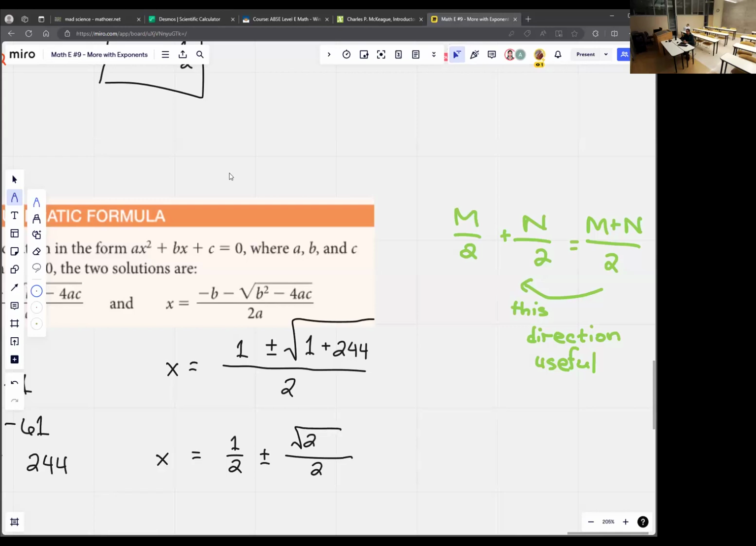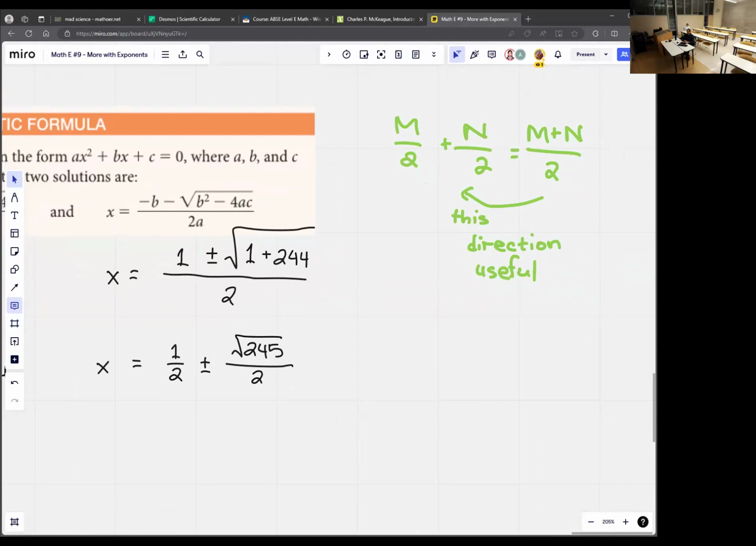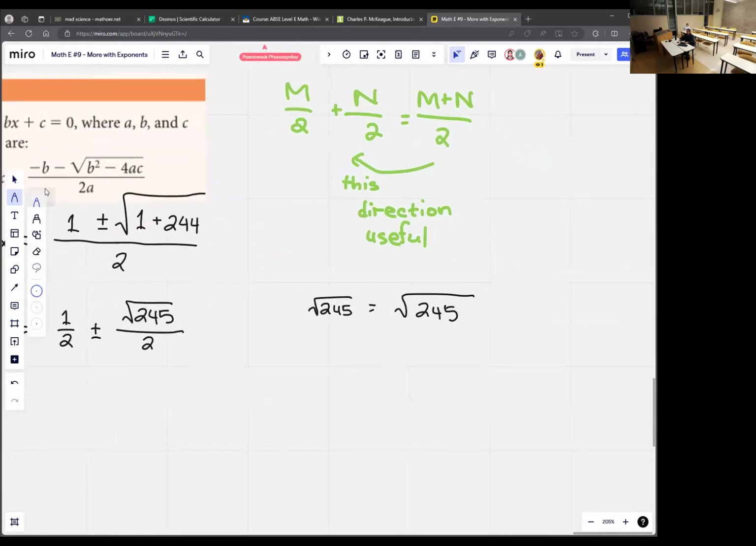So what's the square root of 245? Time to think a little bit. So square root of 245. It looks like it's 5 times something. What's 245 divided by 5? 49. So 49. Ah, that makes me happy, because then I can break that apart, since it's two things being multiplied under a square root symbol. And the square root of 49 is 7.